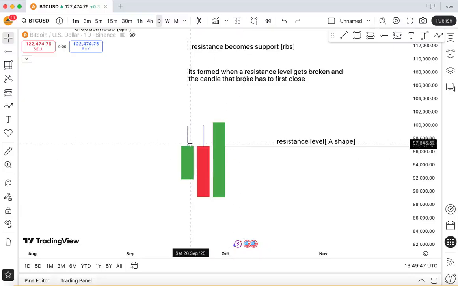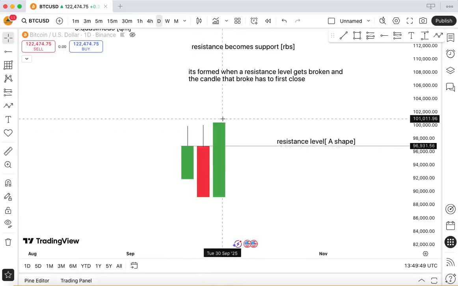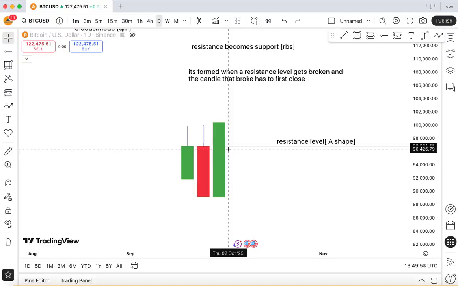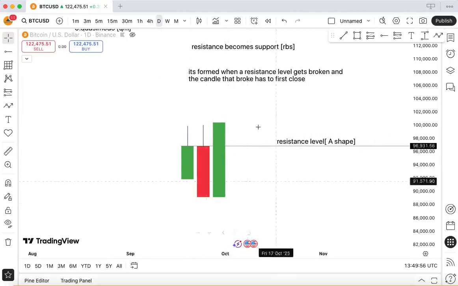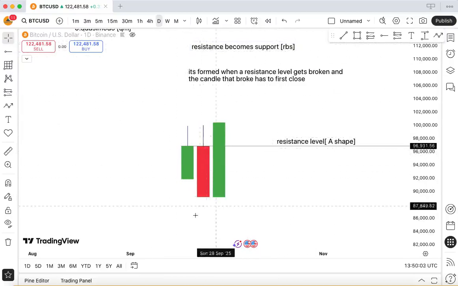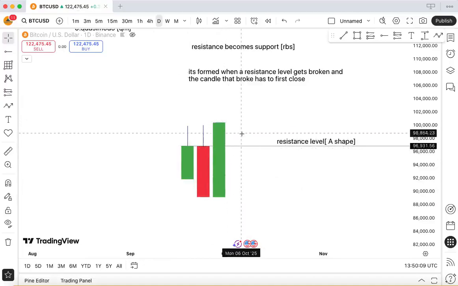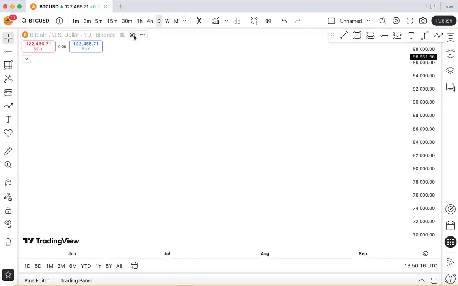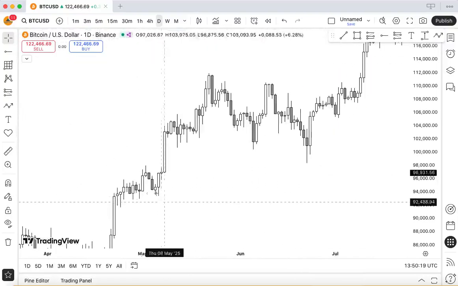Keep it simple. So this is a level. It has been broken. So after breaking this level, what is next? Don't worry. Now you know that this is an RBS. See, you can even revise it in your head. Resistance breaks by this candle, then it becomes what? It becomes support. So how does it look like?